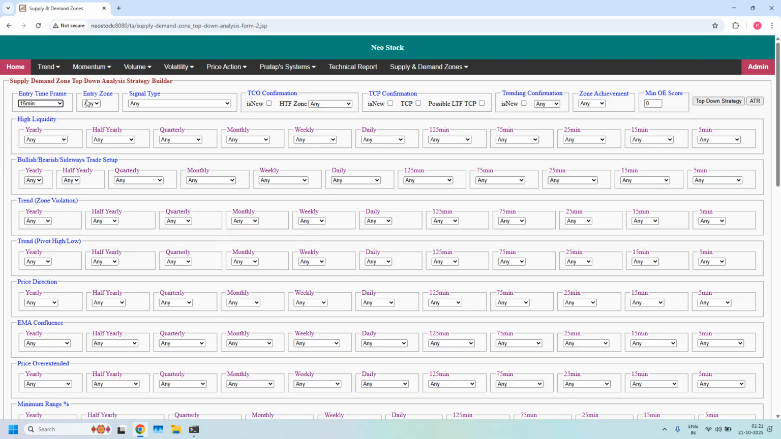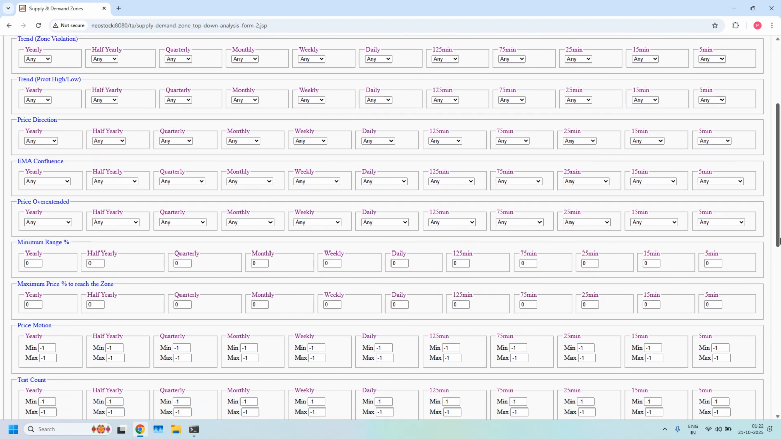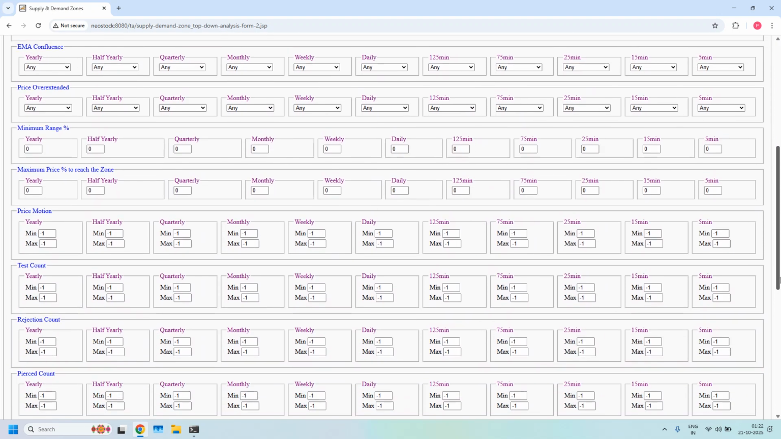Entry time frame is 15 minutes. Entry is on a demand zone. Here, sideways at 15 minutes, I am selecting sideways long. Zone achievement VOZ. Minimum order enhancer score 11 for sideways. And the 15 minutes demand zone should not be pierced. So pierced count, 15 minutes time frame, minimum value 0, maximum value 0.